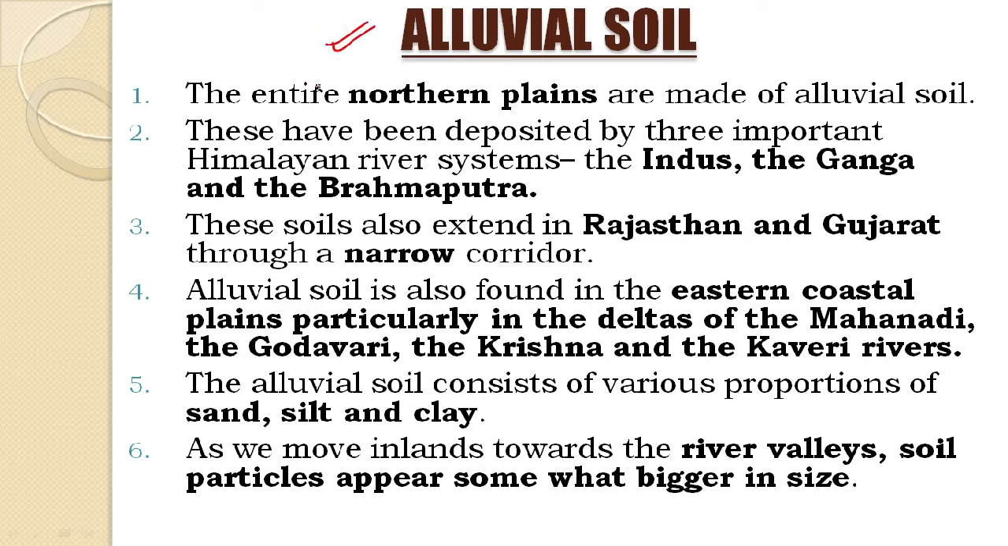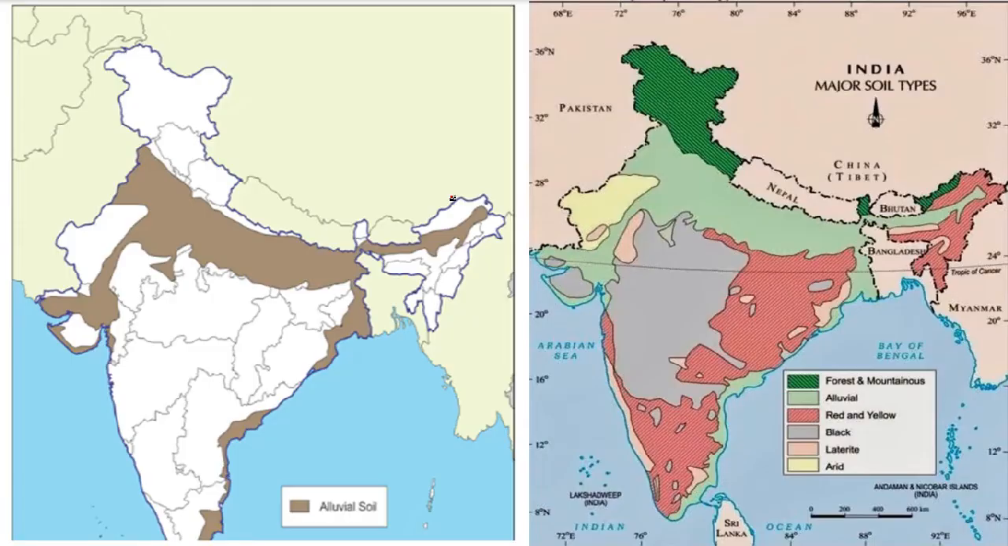Students, we have already seen almost in the series of lectures in class 9th in chapter 2 that the entire northern plains are made up of alluvial soil. Okay. Now how are they made up of alluvial soil? These have been deposited, and we see therefore that the deposition is by 3 important Himalayan river systems. Okay, and these 3 important Himalayan river systems, as we have already studied, are the Indus, the Ganga and the Brahmaputra river system.